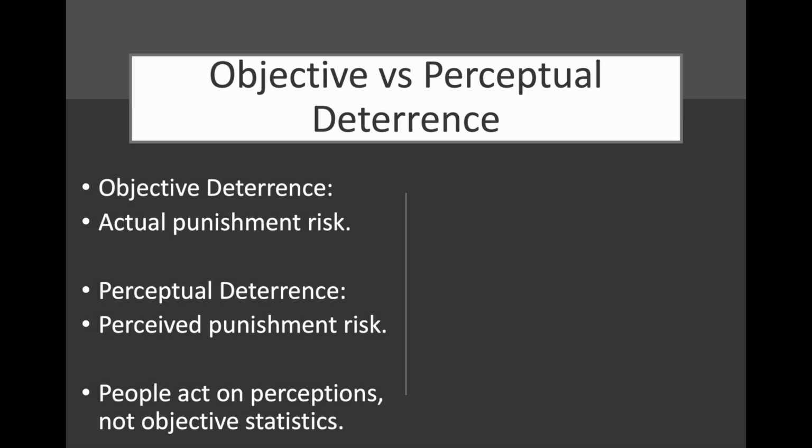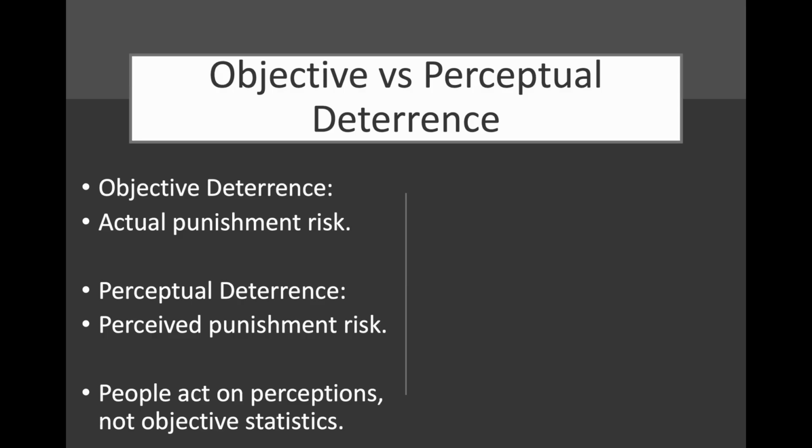Now we arrive at one of the more important conceptual shifts in modern deterrence research, the distinction between objective deterrence and perceptual deterrence. Objective deterrence refers to actual punishment levels and actual enforcement patterns. For example, things like arrest rates, actual sentence lengths, actual police response, or the conviction probabilities, while perceptual deterrence focuses on subjective perceptions of punishment risk. So this distinction is absolutely crucial here. People don't respond directly to objective statistics, they respond to what they believe the risks are. An offender may dramatically overestimate punishment risk or dramatically underestimate it.